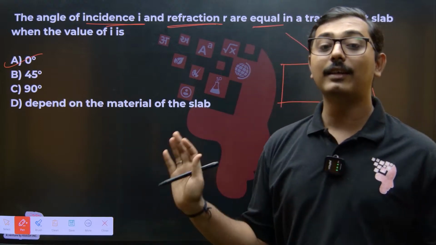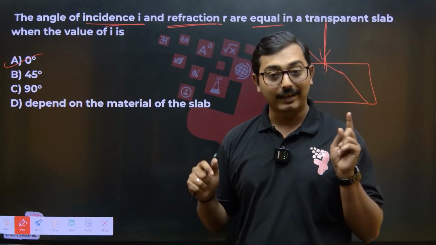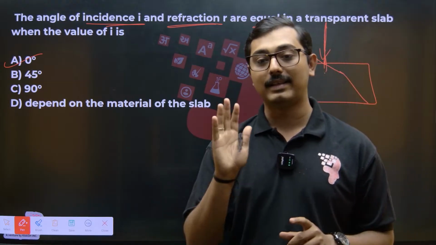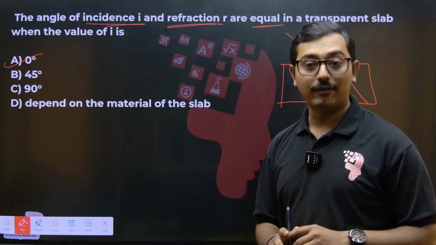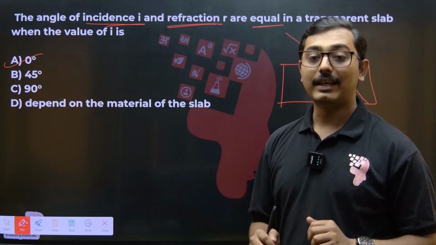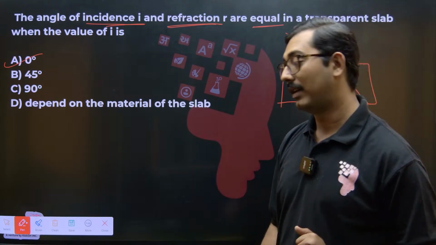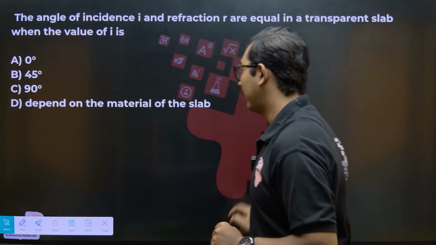For any other angle, it would get refracted, and the refracted angle would be different from the incident angle. It is only possible that they are equal when the incident line coincides with the normal line. Okay. Next question.